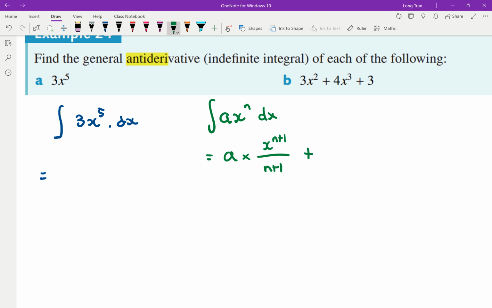Don't forget plus c. That's my rule. So according to this rule, I will still have the 3 times x to the power of 5 plus 1 divided by 5 plus 1. Don't forget the plus c.